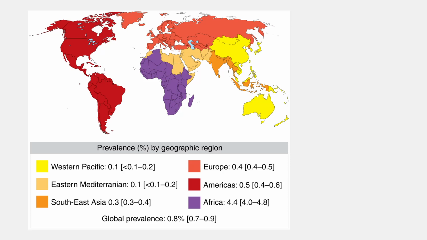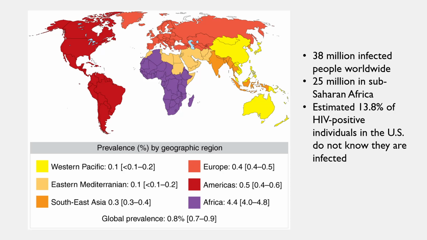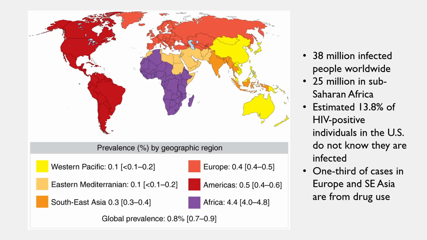In the United States, where there are more than 1 million people infected with HIV, an estimated 13.8% of HIV-positive individuals do not know that they are infected. In 1/3 of the cases in Europe and Southeast Asia, the latter of which has seen a recent spike in HIV cases, are from intravenous drug use.